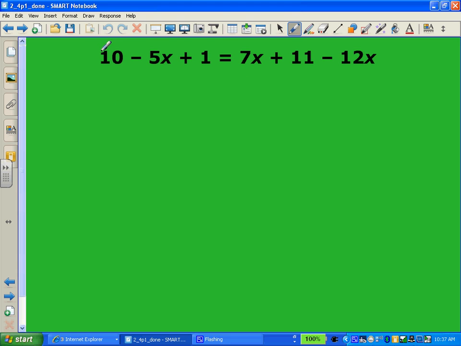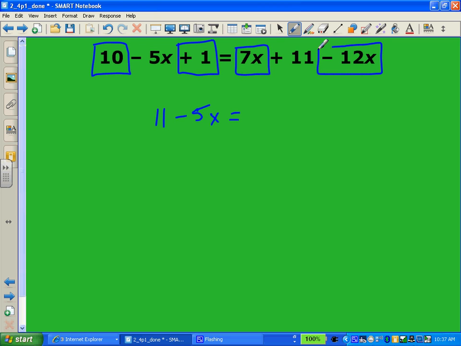So here, remember the first thing we do is combine like terms. I have 10 and plus 1, so that's going to be 11. So I have 11 minus 5x over here. Over here I got some more like terms, 7x and negative 12x. So 7x minus 12x, that's negative 5x plus 11. Now you might notice here that each side is very similar. And that's kind of your first clue.